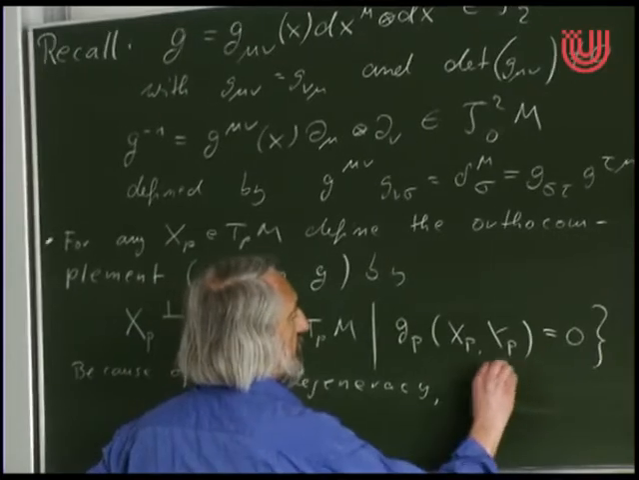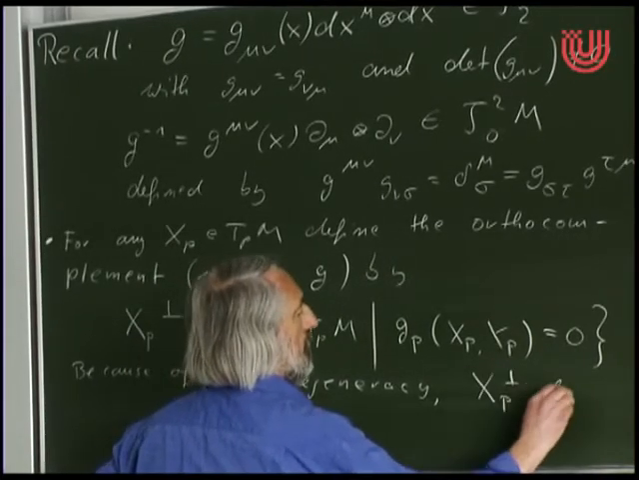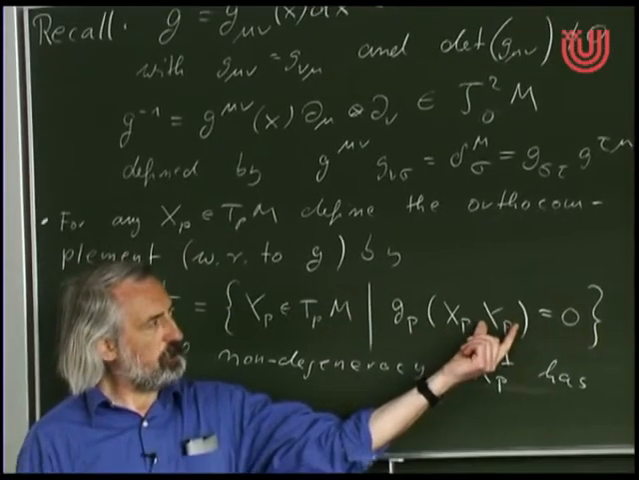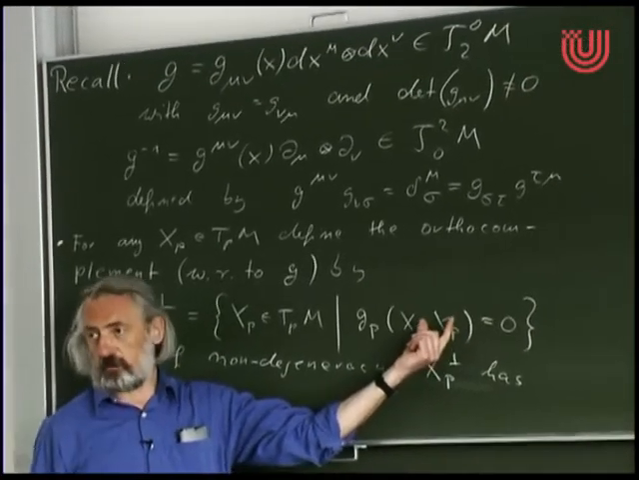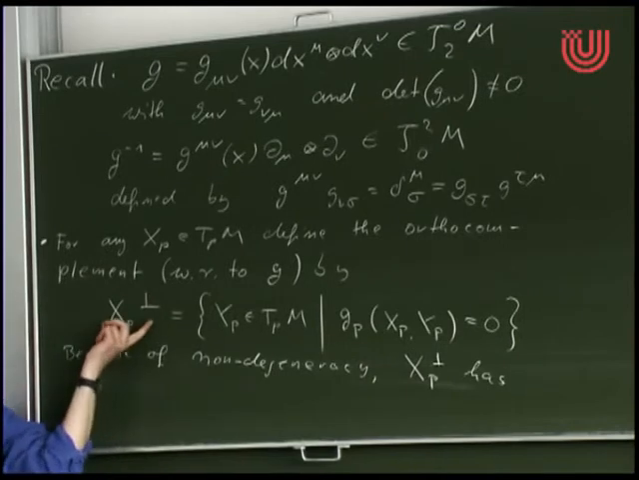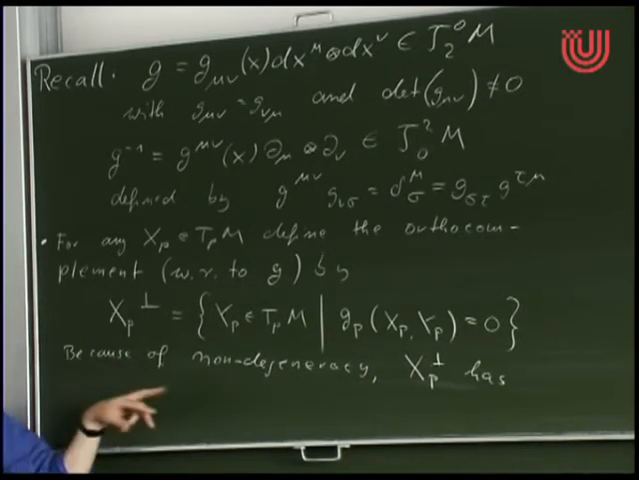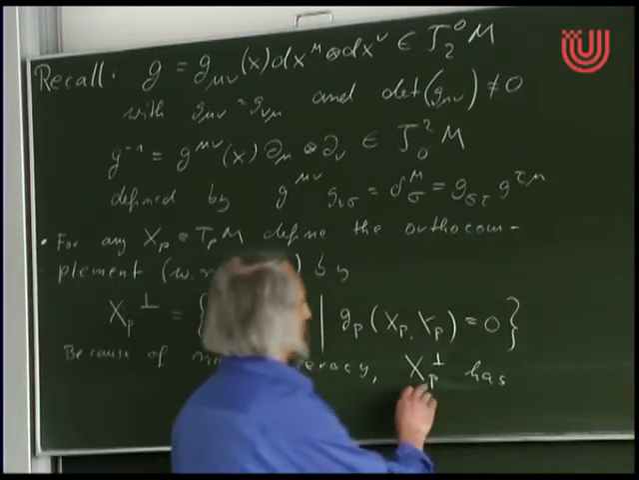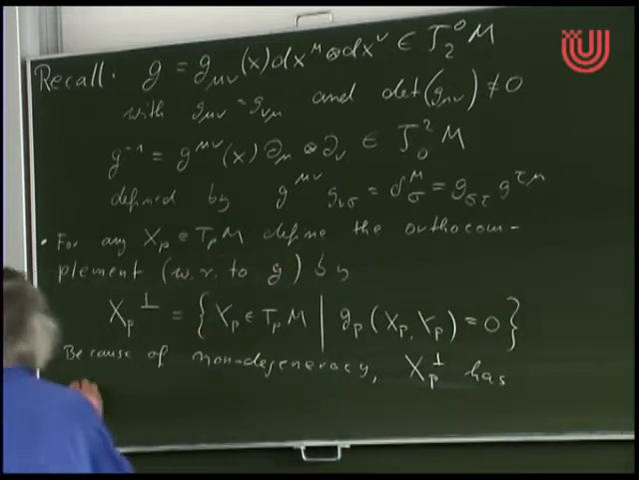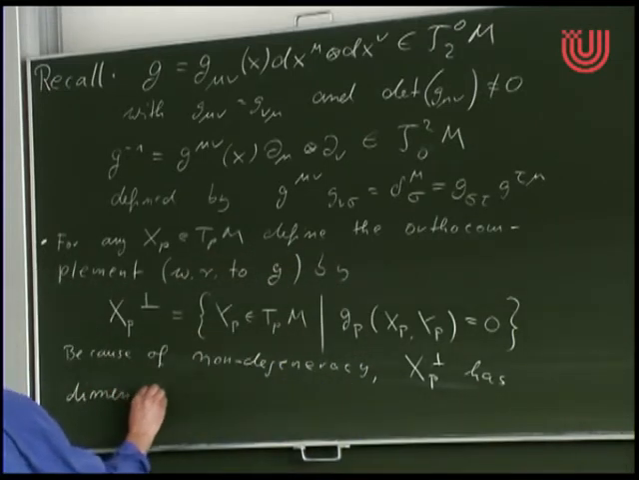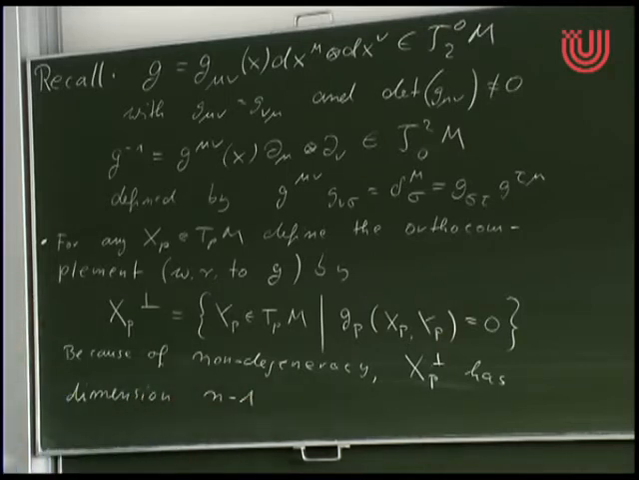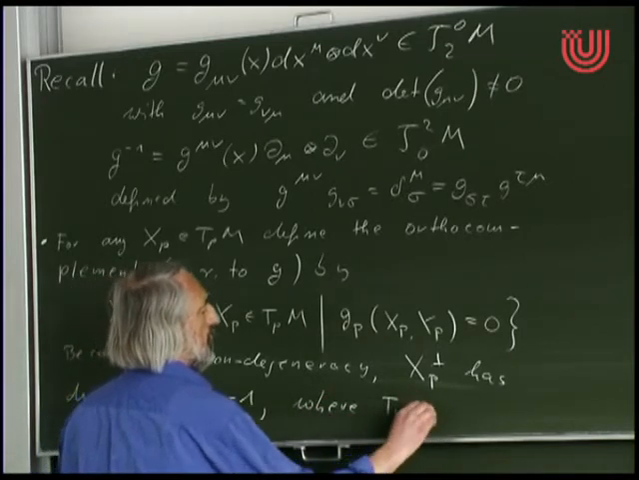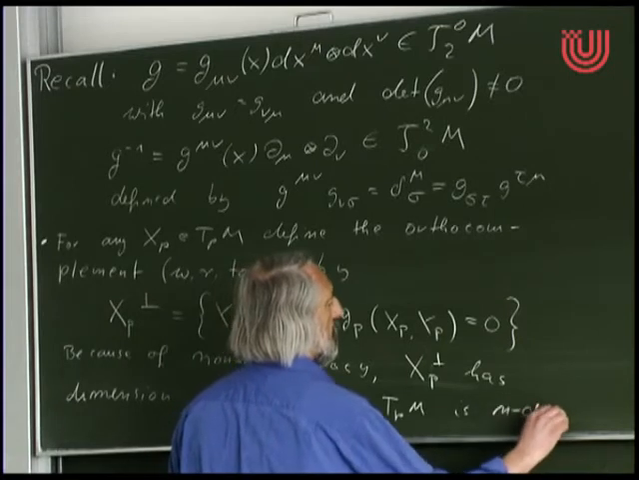Because of non-degeneracy, this set, it's a vector space, obviously. If I have two vectors, Y_p1 and Y_p2, which satisfy this property, then the linear combination also satisfies this property. So this is a vector space. And the question is, what's the dimension of this vector space? And this follows from the non-degeneracy. This means that we can invert this equation in a sense. And so this has dimension n minus 1, where n is the dimension of the manifold, where T_pM is n-dimensional.